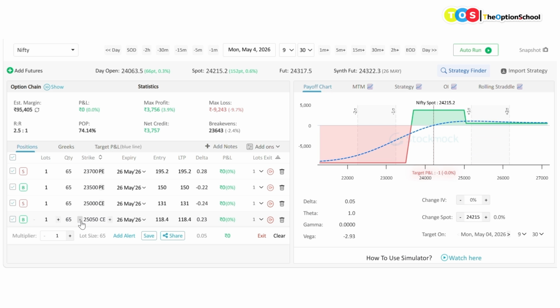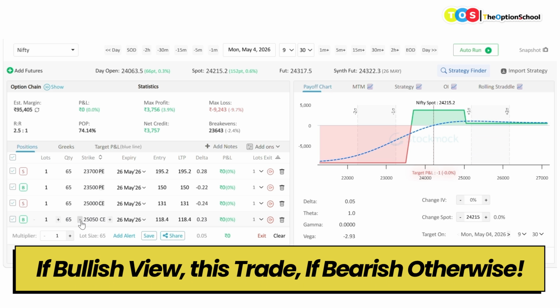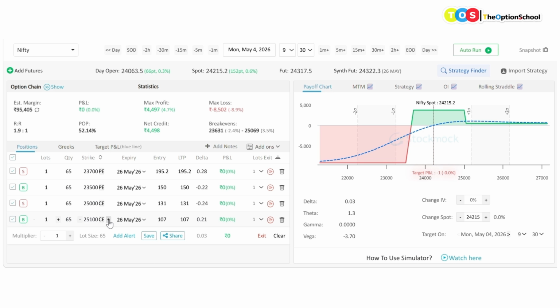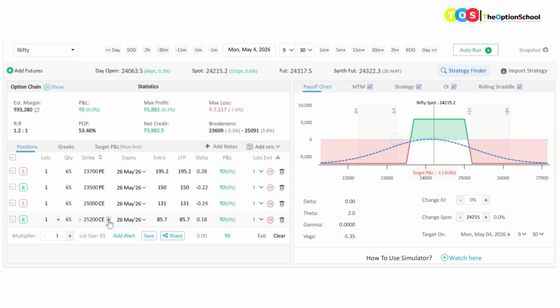Only 4 lakhs, but if my view is bullish, I will create this kind of a trade. If my view is bearish, I will create another kind of a trade. So it's all about how well we play with different strikes. So now I'll go with my original trade.